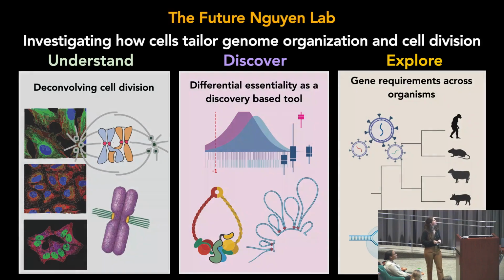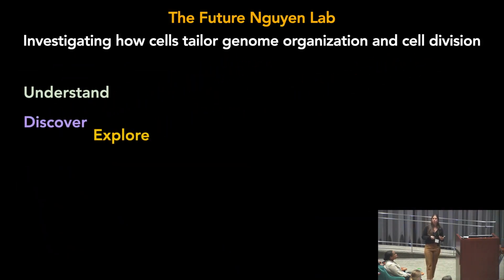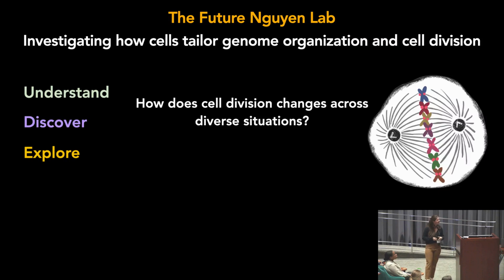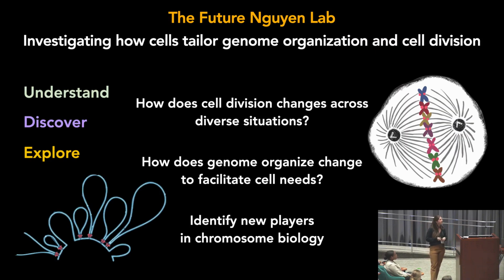And so the Nguyen lab will use differential gene requirements to understand, discover, and explore chromatin biology, and to ask questions such as, how does cell division change across really diverse situations? How does the genome organization change to facilitate the needs of specific cells? And importantly, how can we identify new players in our favorite pathways? And so I think not only is this important to understand core molecular processes in cell biology, but also just to appreciate the really beautiful diversity that exists across cells.